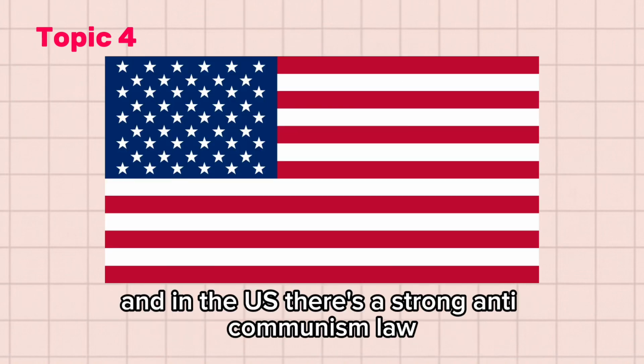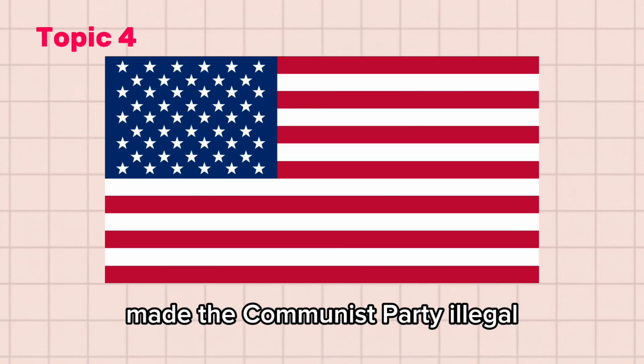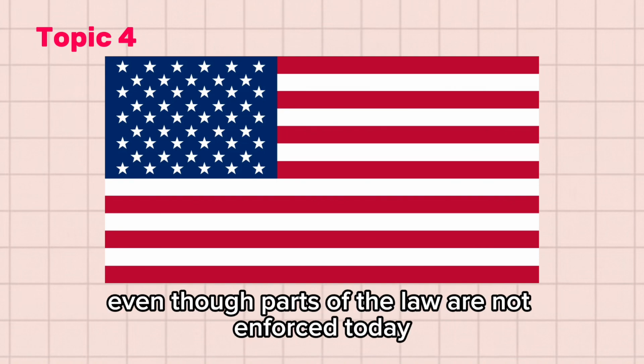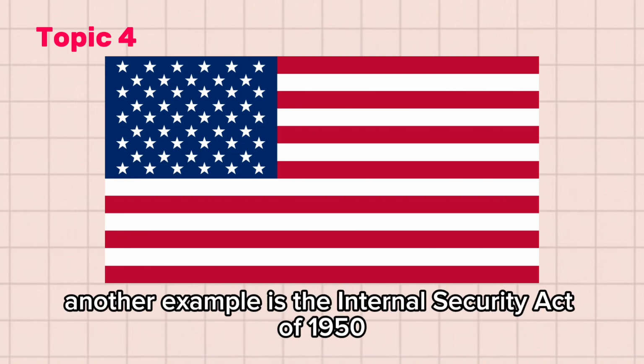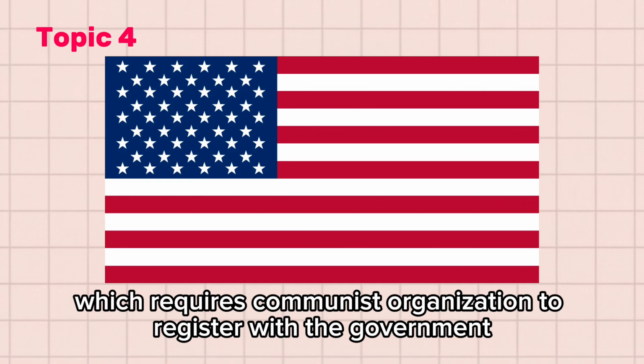And in the U.S., there is a strong anti-communism law. The Communist Control Act of 1954 made the Communist Party illegal by labeling it a group trying to overthrow the government. Even though parts of the law are non-enforced today, it is still technically a part of the U.S. law. Another example is the Internal Security Act of 1950, which requires communist organizations to register with the government.